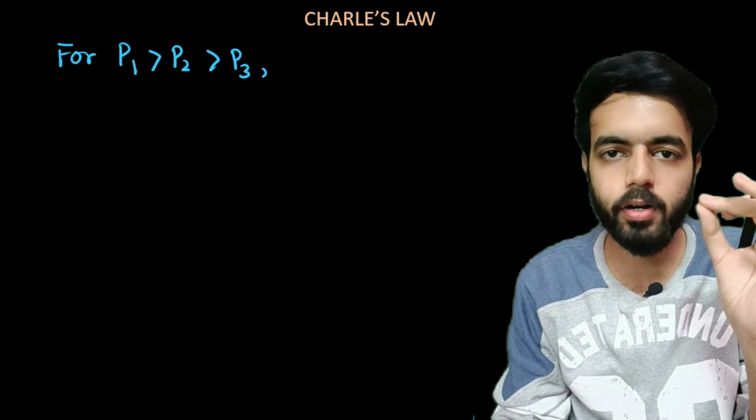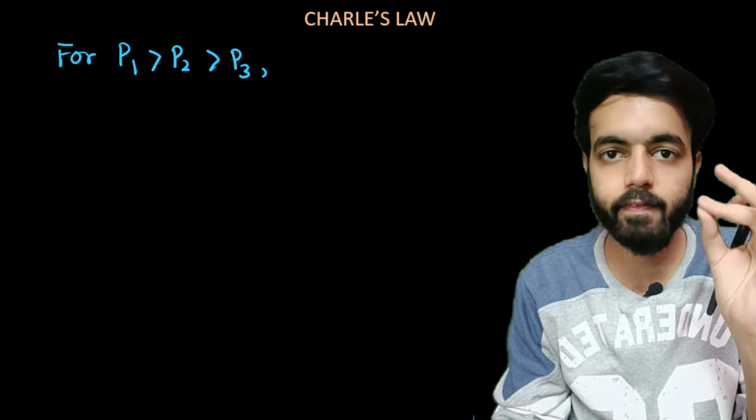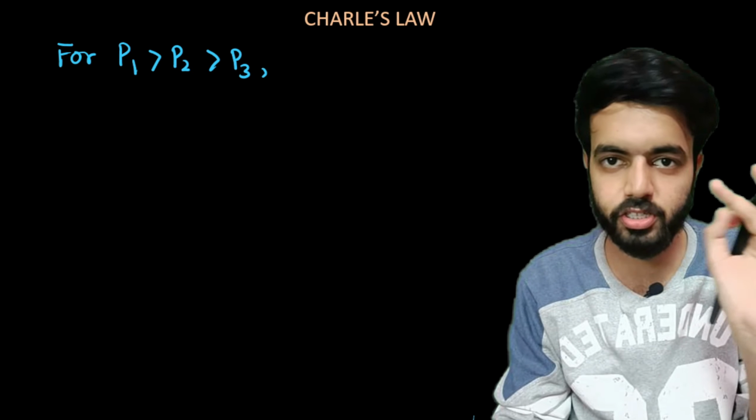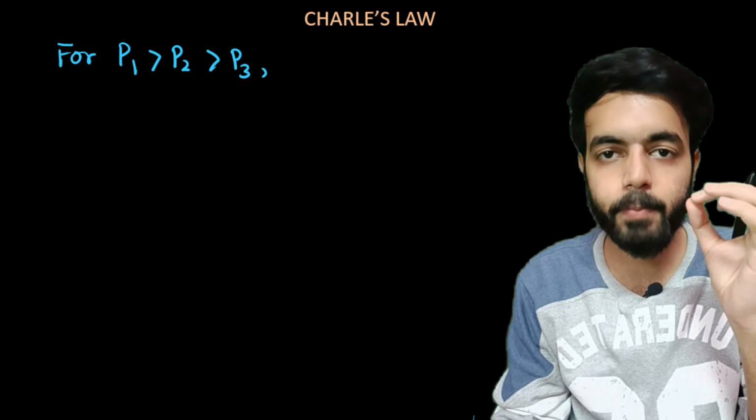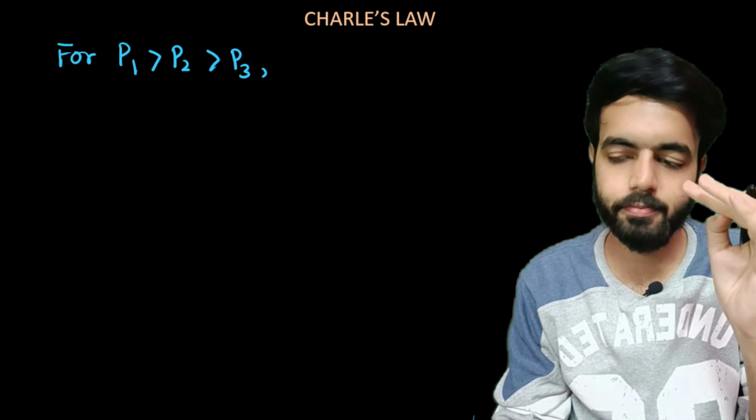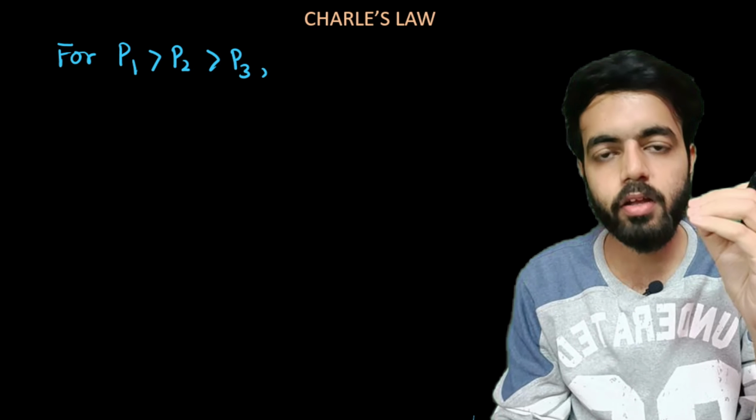Now let's do this experiment 3 times. First under pressure P1, then under pressure P2, and then under pressure P3. Constant pressure, but the experiment is done thrice. Okay, where P1 is greater than P2 is greater than P3. Okay, and then we plot the graphs.